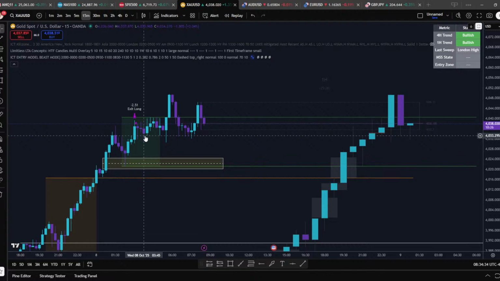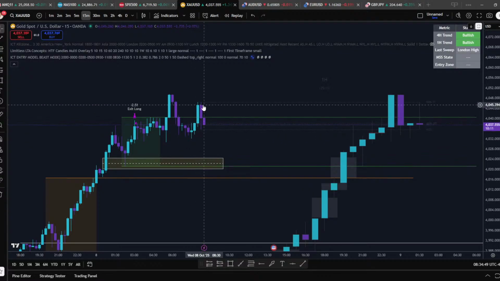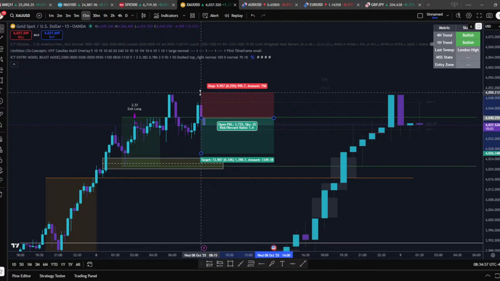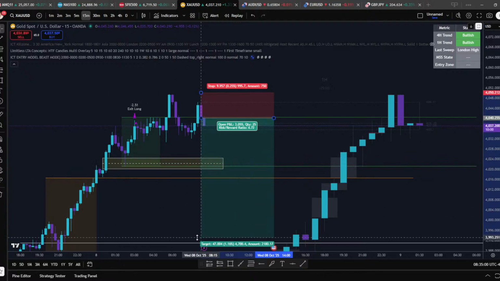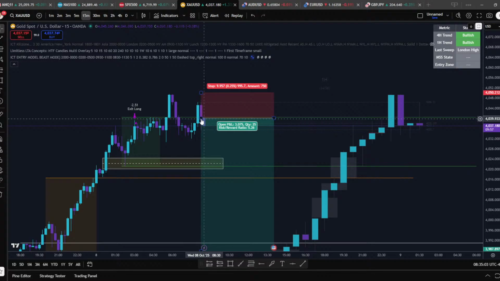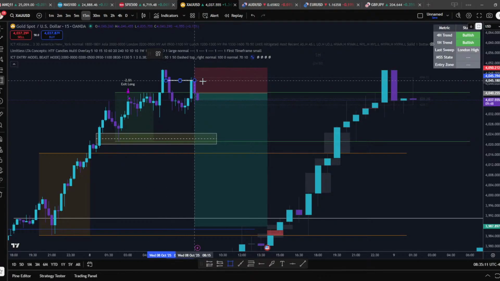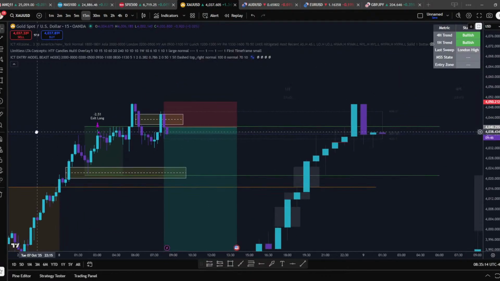Okay, so accumulation, manipulation, distribution. Okay, it's closed below here. A bit of a market structure shift, not too much. It comes up into a fair value gap, and this could be your short from here, there. Okay. This would have been your short here. Reason for that, this fair value gap here was retested and it was not inversed. See that?